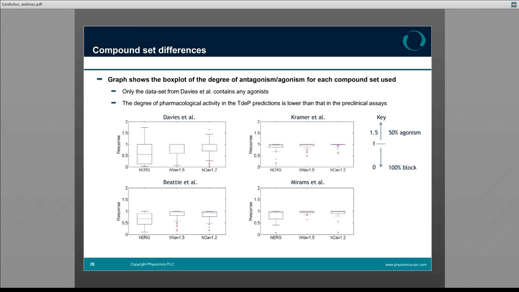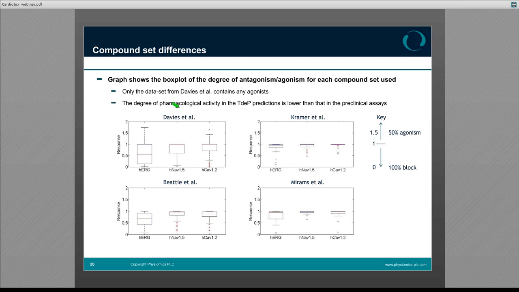So early on, I mentioned that the degree of pharmacology explored by these models is quite varied. And I think this plot describes it quite well. This plot is a box plot of the degree of antagonism and agonism for each compound within each paper that I've mentioned so far. On the x-axis we have the details of each channel, so it's hERG, sodium, and calcium, and on the y-axis we have response. One means there's no effect on the ion channel. A value of 0 would indicate 100% block, and a value greater than 1 would indicate agonism of that channel.